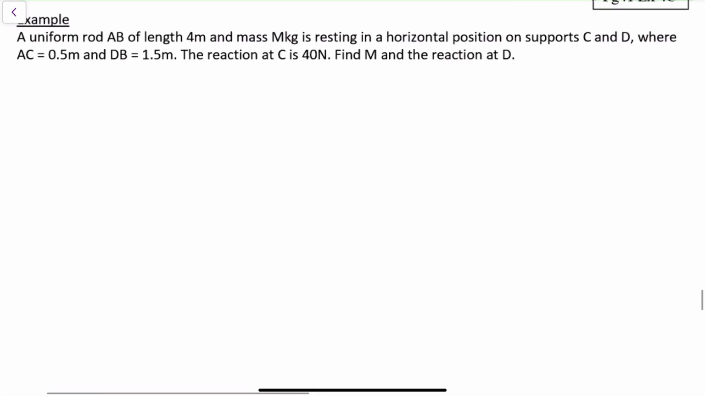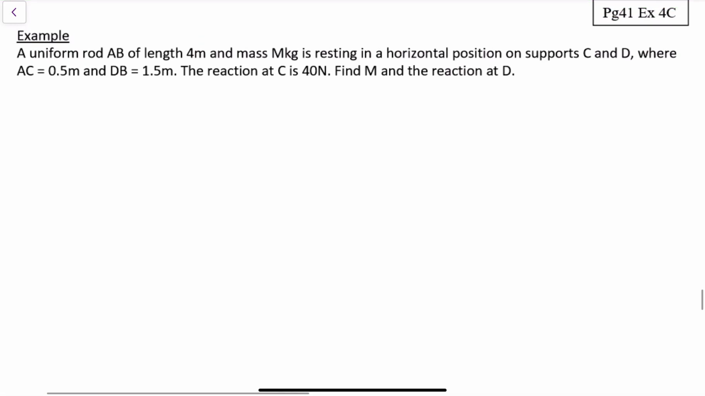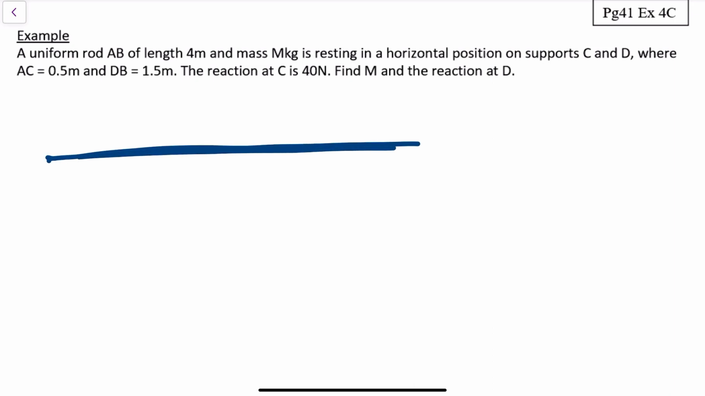Okay, next one. It says a uniform rod AB of length 4 and mass m is resting in a horizontal position on supports C and D, where AC is equal to 0.5 and BD is equal to 1.5. A decent wee diagram again here. So it's AB, length 4, it's uniform, so its weight mass acts at its center. So that's mg newtons acting down.